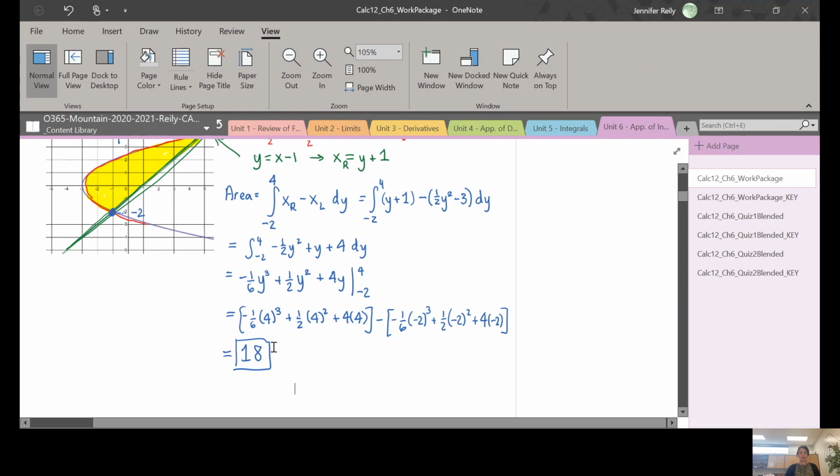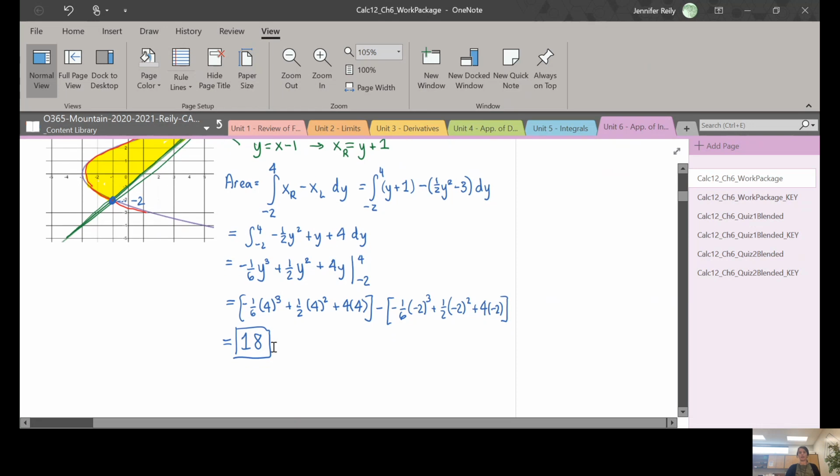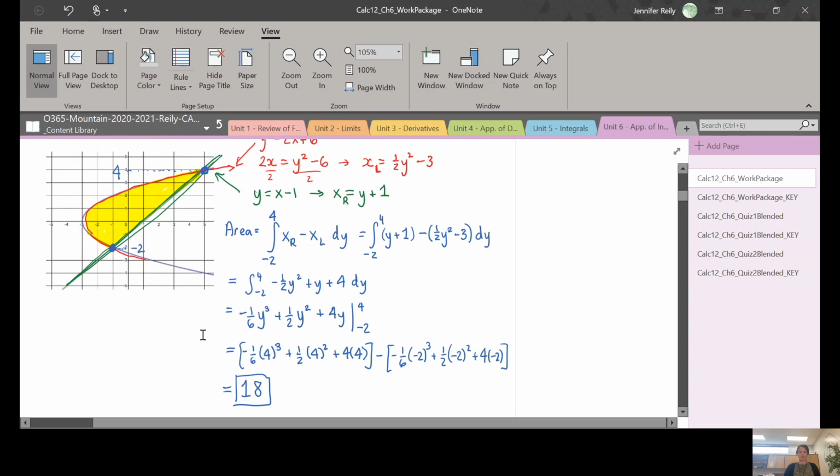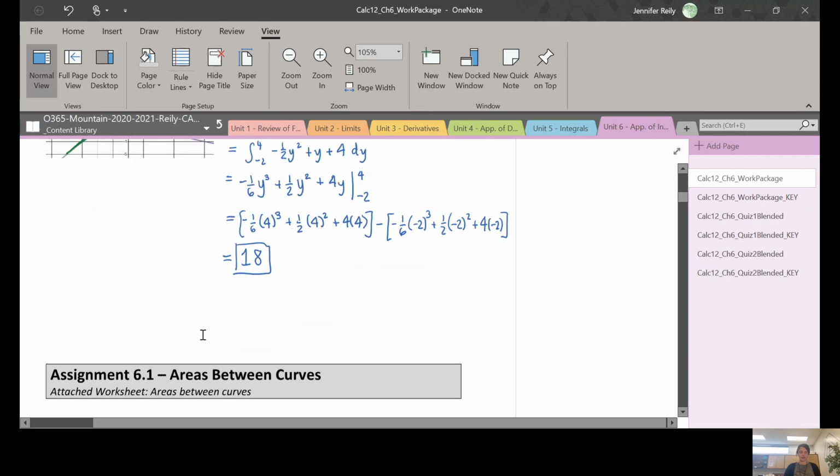Okay, so today there's no textbook, actually for this entire unit, I believe, there's no textbook questions. So it's all worksheets, so they're in the package. So your assignment is just to complete the attached worksheet.